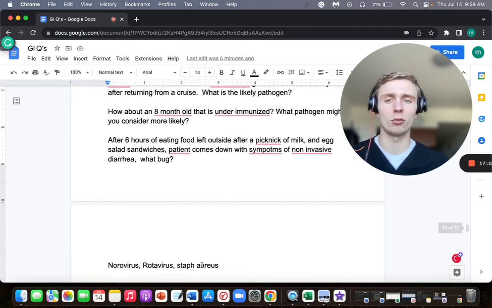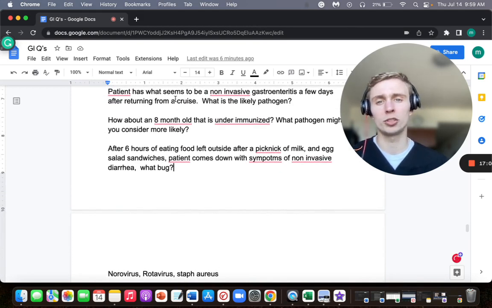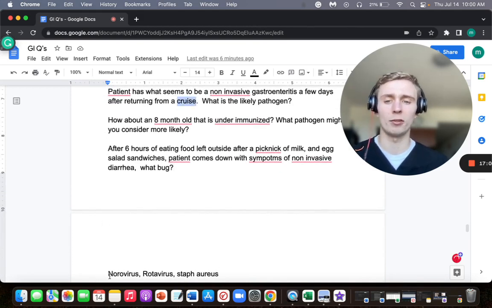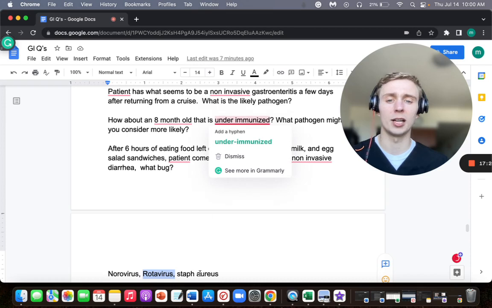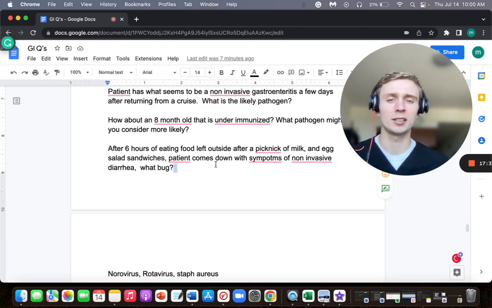So first one's going to be norovirus. So you want to be thinking of cruise ship. If you see cruise ship, you want to be thinking of norovirus, like Norwegian. Cruise ship, norovirus is most typically on a cruise ship. The next one's going to be rotavirus. So an 8-month-old that's under-immunized, remember they get rotavirus immunization, the drops in the mouth. That's going to be rotavirus for gastroenteritis at that age. That's under-immunized. And after food that's been left out from a picnic containing any kind of dairy or meat products, and also non-invasive, that's going to be Staph aureus.